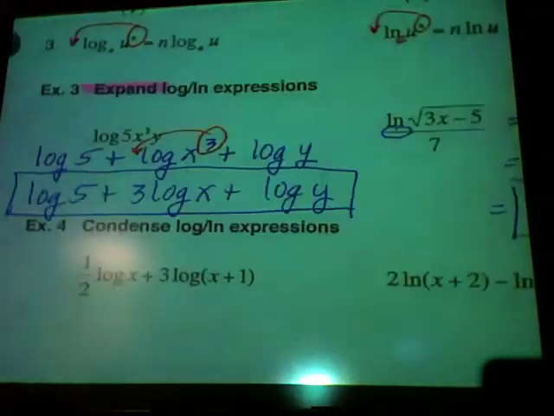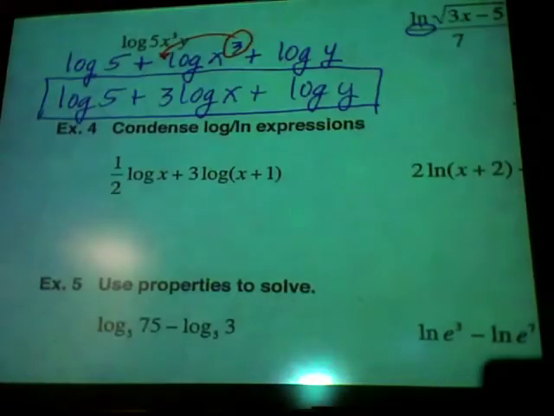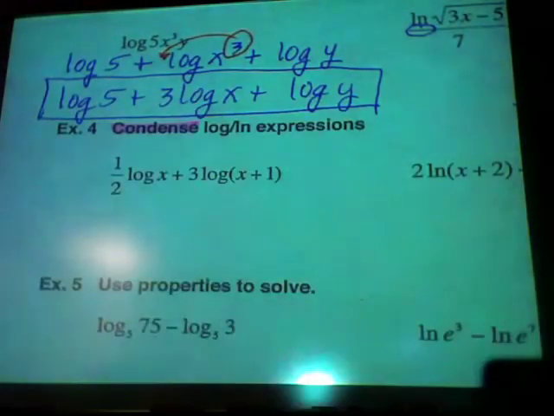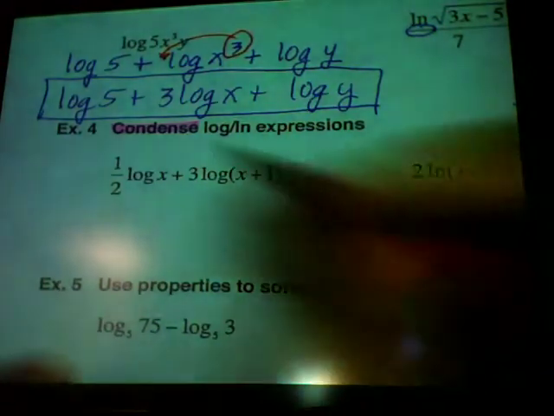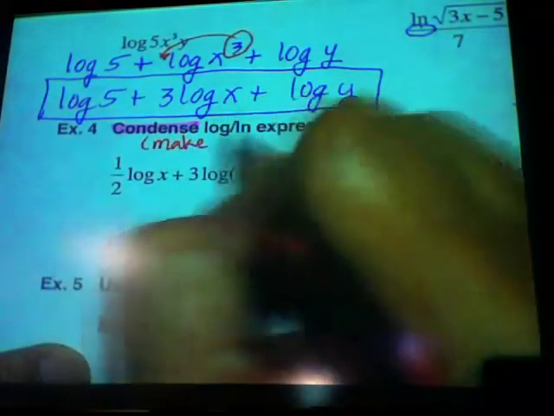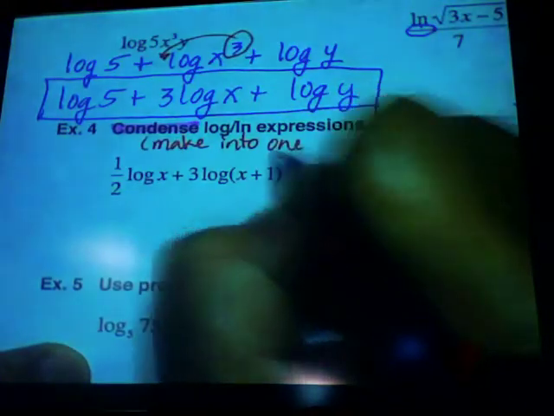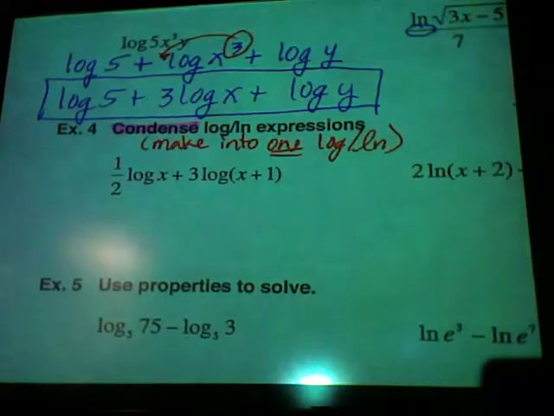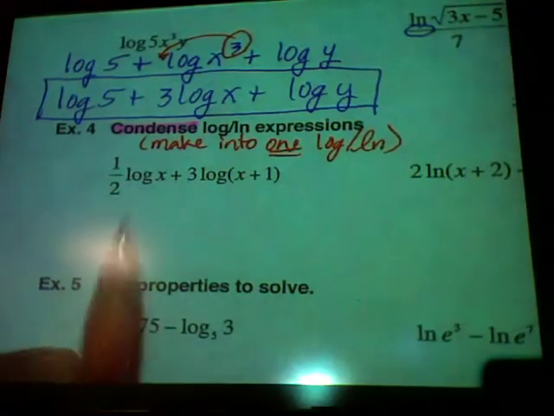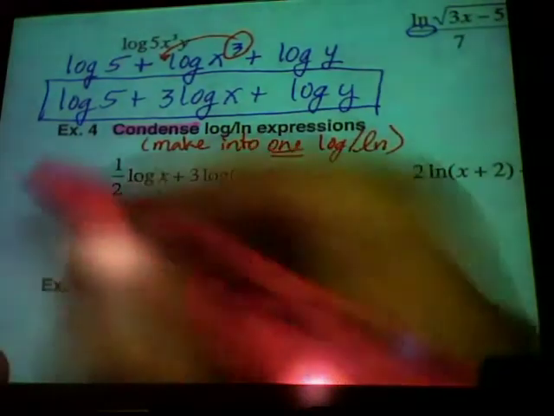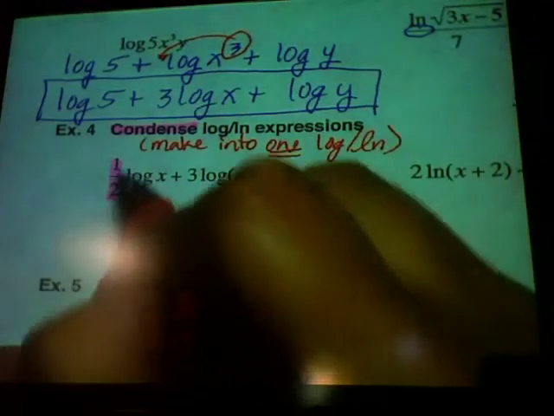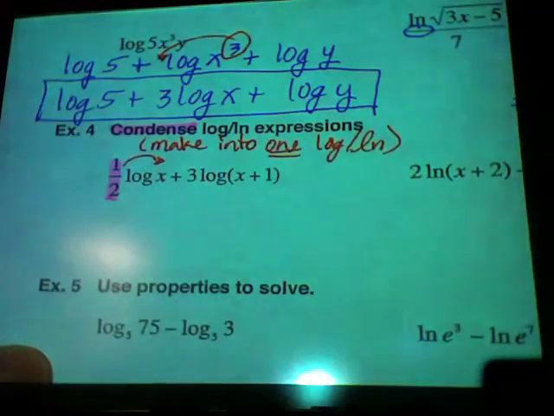All right, look at example 4. Now we're condensing, which is what I call compressing. You're pushing it back in and making it just one log. So you might want to write yourself a note here: make into one log or a natural log. So take each piece one at a time. If you have something that's in front, like I have this 1/2 that's in front of the log of x, can't I unswing it back up here to an exponent?